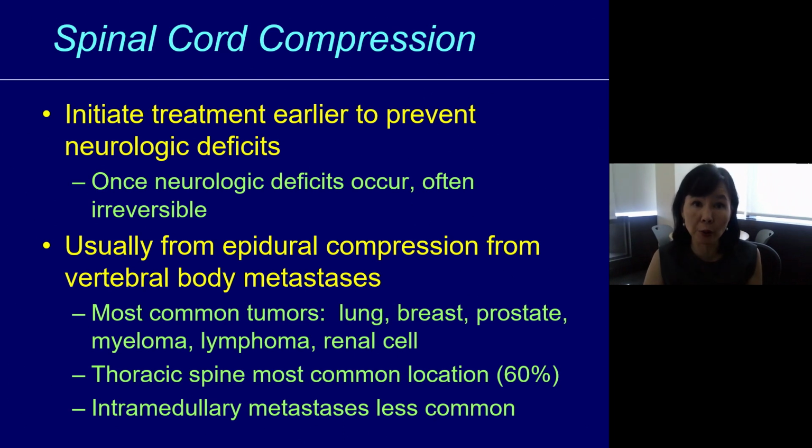cord is narrower. So whenever someone tells me about thoracic mid-back pain, and they have cancer, that always raises a red flag in my mind, because the mid-back is not that common an area for arthritis and a lot of degenerative changes. That's common in the lower back. So always think cord compression in anyone with bone metastases and mid-back pain.